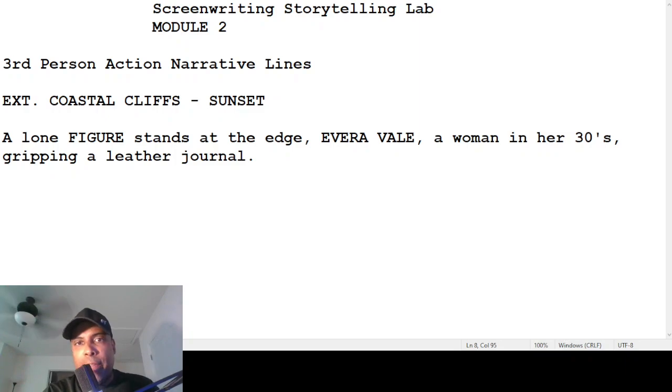So what do we have here? The third person action narrative. A lone figure stands at the edge, Vera Vale, a woman in her 30s, gripping a leather journal. So we know that this is part of the story. And we're going to continue with the rest of the constructs to make that story. And we were introduced to that already.